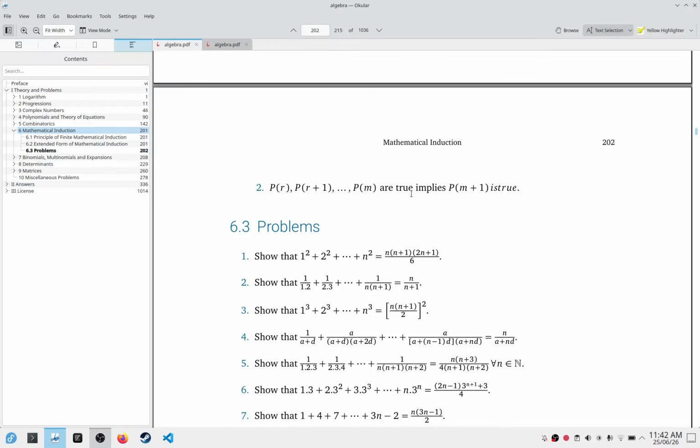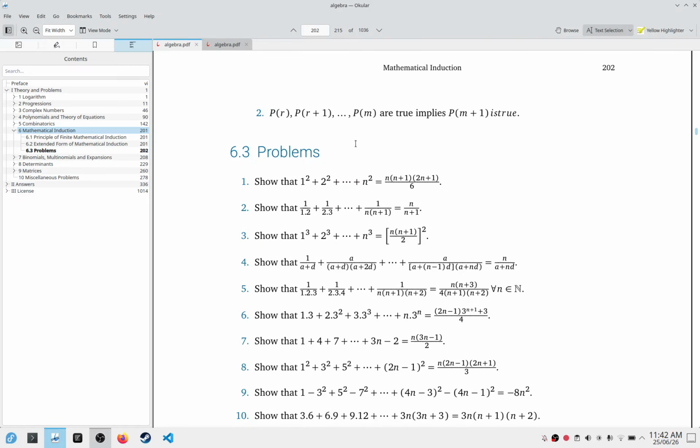Okay. So now we solve the problems. Mathematical induction is quite fun. It is simple stuff, so you should get a good grasp of this.